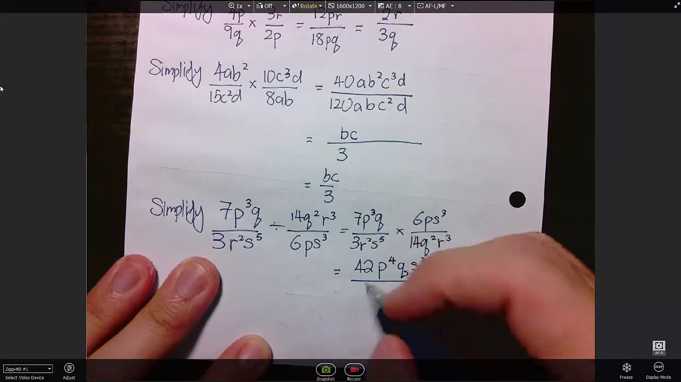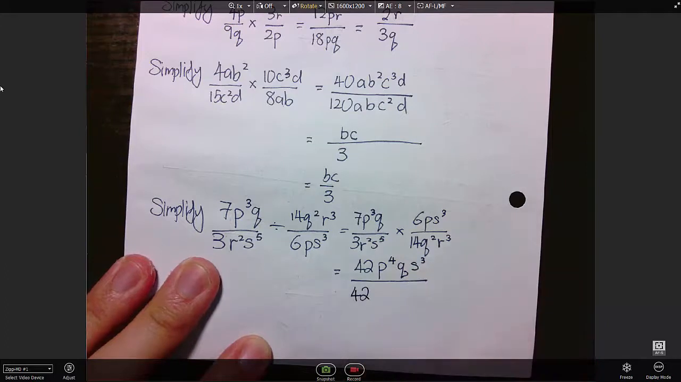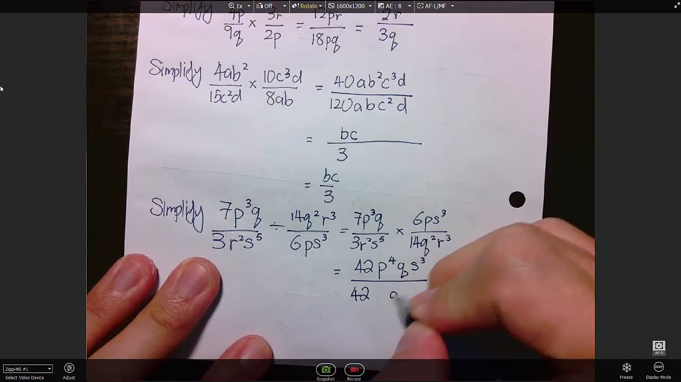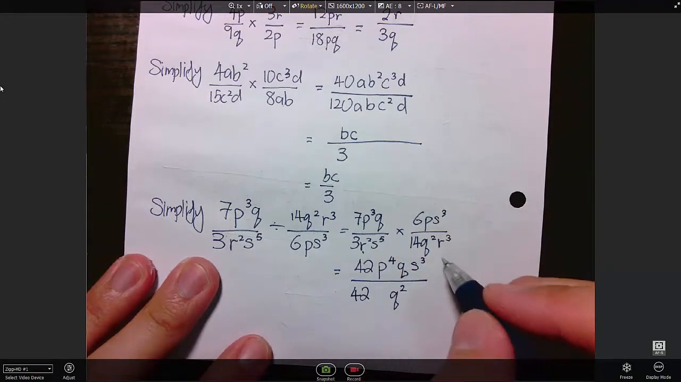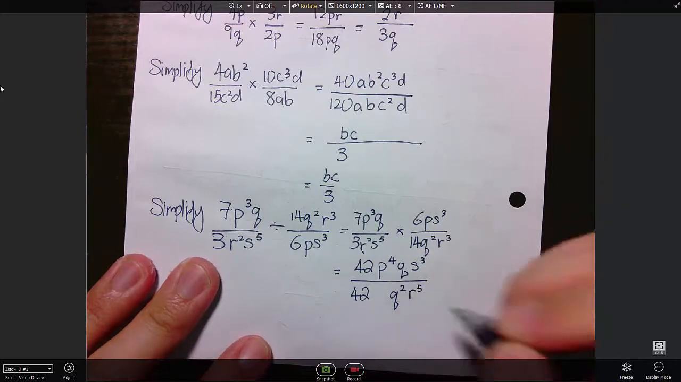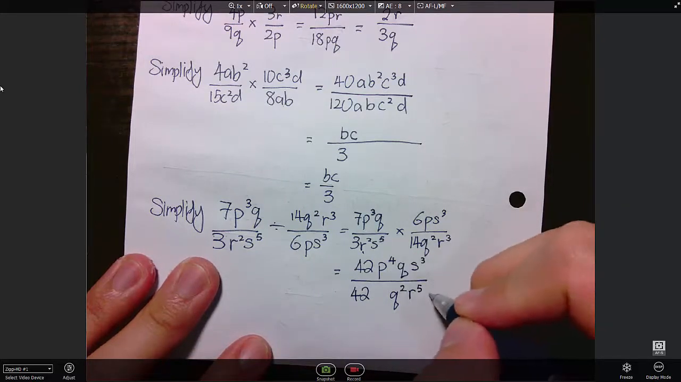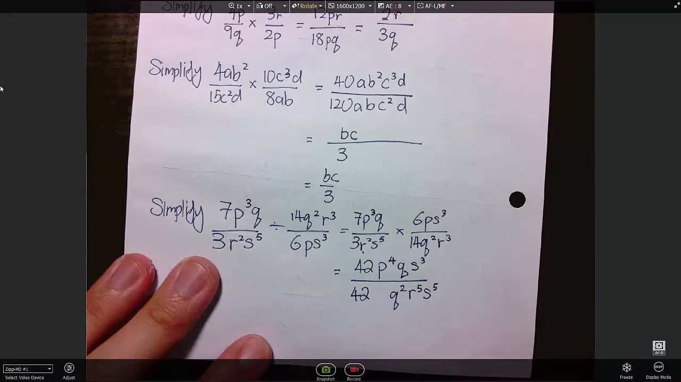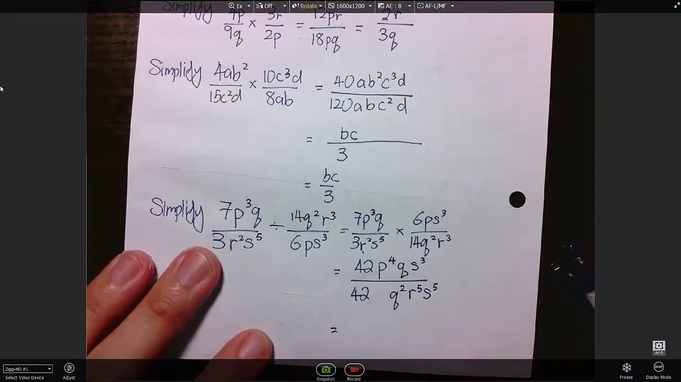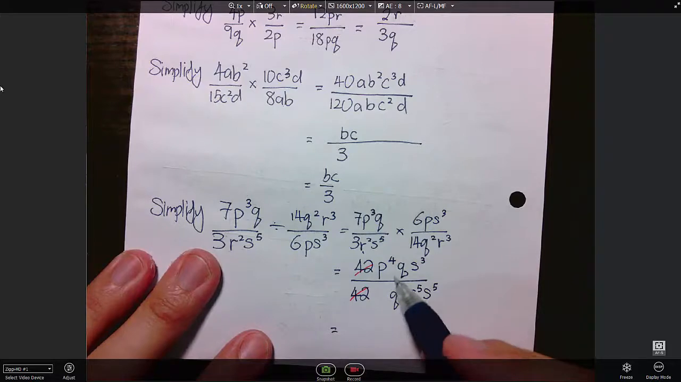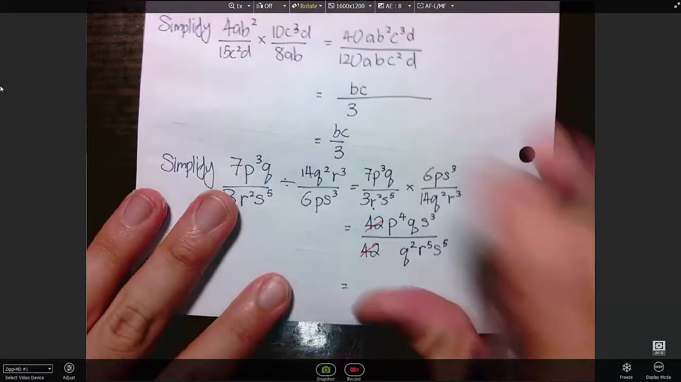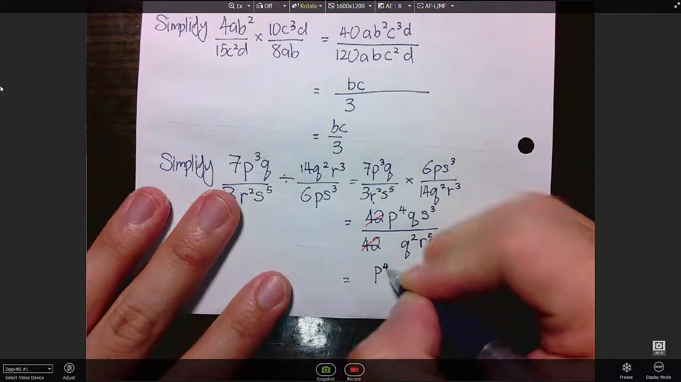Now we do the denominator. 3 times 14 gives me 42. Now I check for any p's, I don't have. I check for q's. Down here there's only q square, so I write q square. For r, r square times r cubed gives me r to the power of 5. And finally we have s to the power of 5. All terms are accounted for. 42 and 42 will simply eliminate to give 1 over 1. p to the power of 4, nothing to eliminate in my denominator, so all I have is just p to the power of 4.